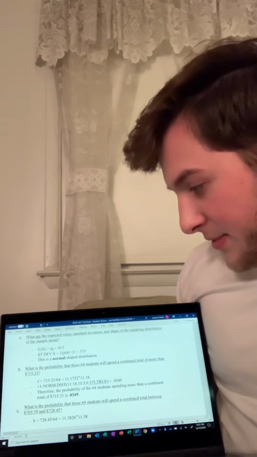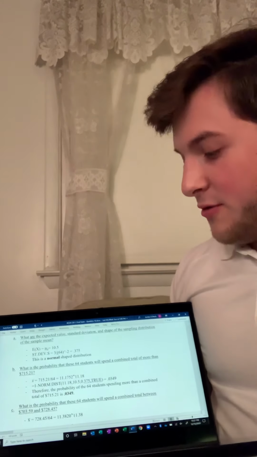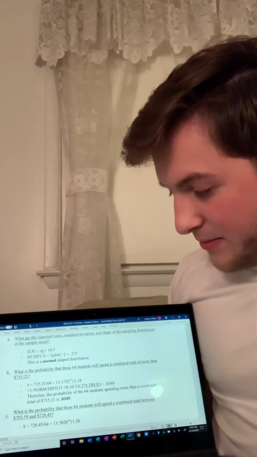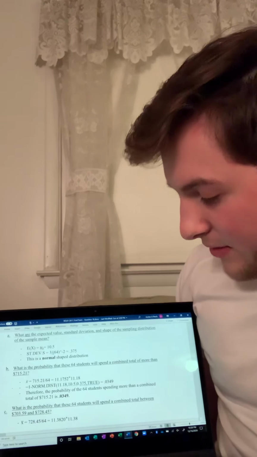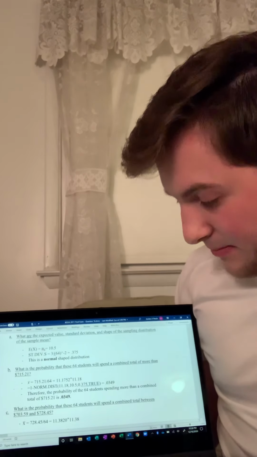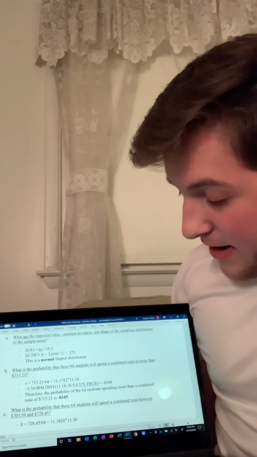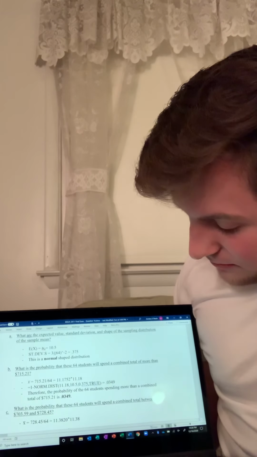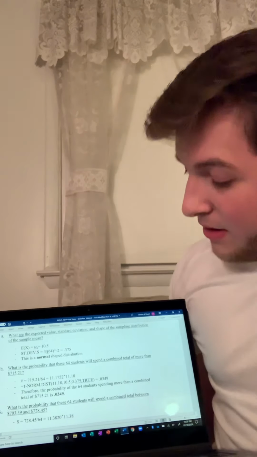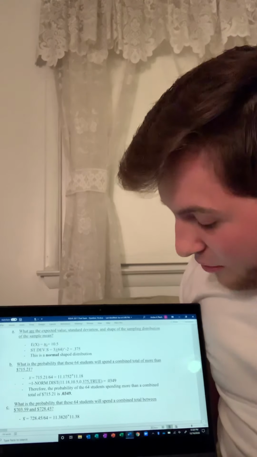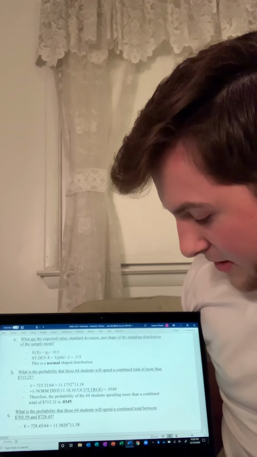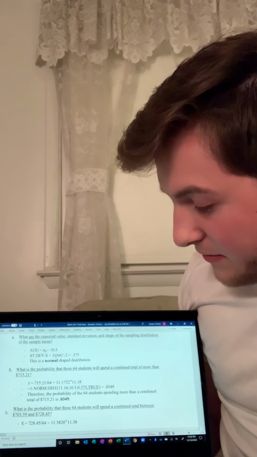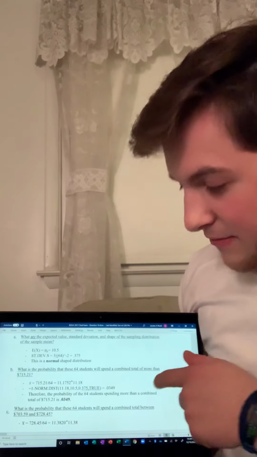And then to figure out the probability, since it is a normal distribution, we take 1 minus norm.dist in Excel, and then you have 11.18, which is the sample mean, and then 10.5, which is the population mean, and then 0.375, which is the sample standard deviation, and then true because it's cumulative. And therefore you get 0.0349. Therefore, the probability of the 64 students spending more than a combined total of $715.21 is 0.0349.